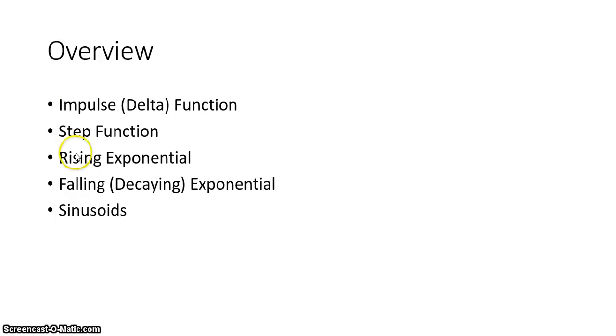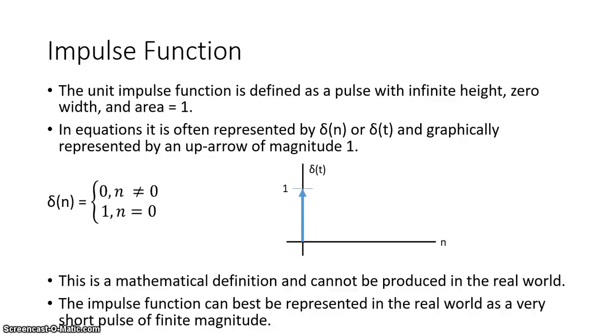The first one that we look at is the impulse or delta function. The second one is the step function. Third is the rising exponential, and then the falling or decaying exponential. And then we'll take a look at sinusoids. All right, so let's start first with the impulse function.